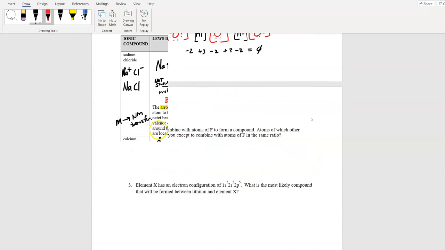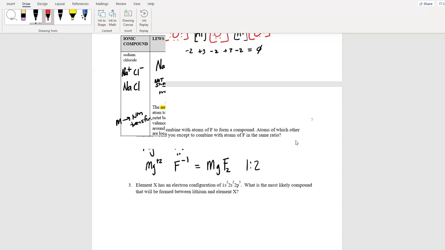What if I was going to combine magnesium and fluorine to form a compound? Atoms of which other element would you expect to combine with atoms of fluorine in the same ratio? So what do I know about magnesium? I know magnesium has 2 valence electrons, and I know fluorine has 7. So when they come together, magnesium's going to lose 2, and fluorine's going to gain 1. Well, when I do my crisscross, what's my formula? I'm going to get MgF2. That's a 1 to 2 ratio.